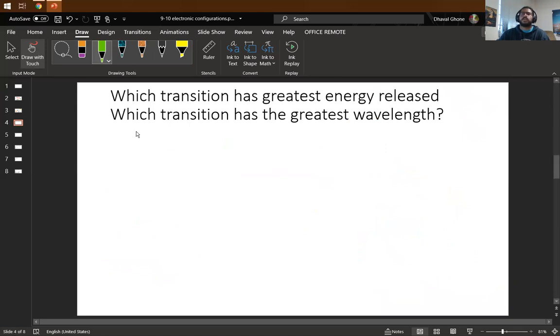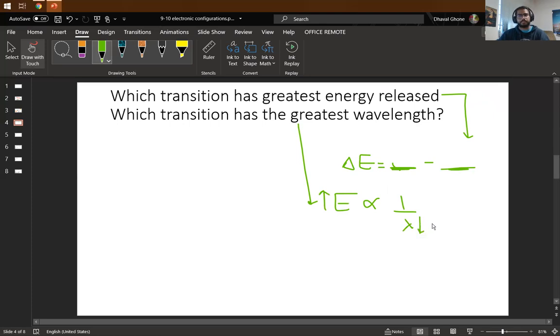I asked a question: which transition has the greatest energy? So the answer for this one would be, you just find delta E. You find the energy state of the highest energy subtracted by the lowest energy state, and the bigger the difference, the greater the energy. And the answer to this question would be, use the relationship E is inversely proportional to lambda. So the higher the E, the smaller the lambda. Okay.